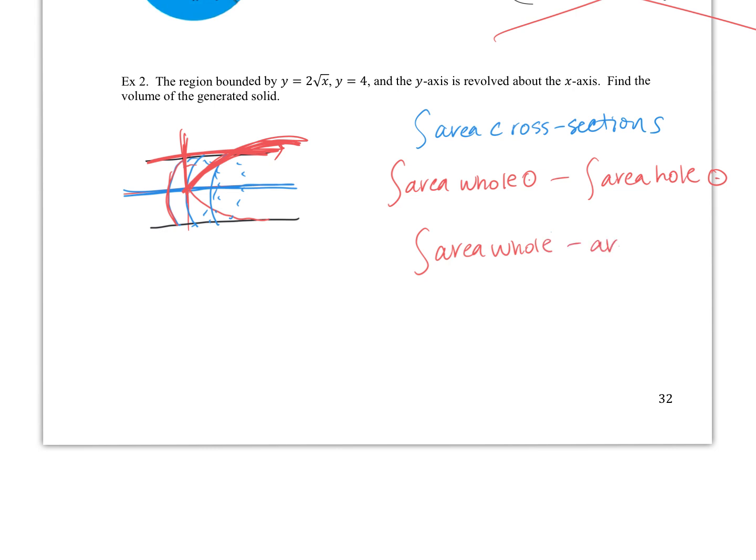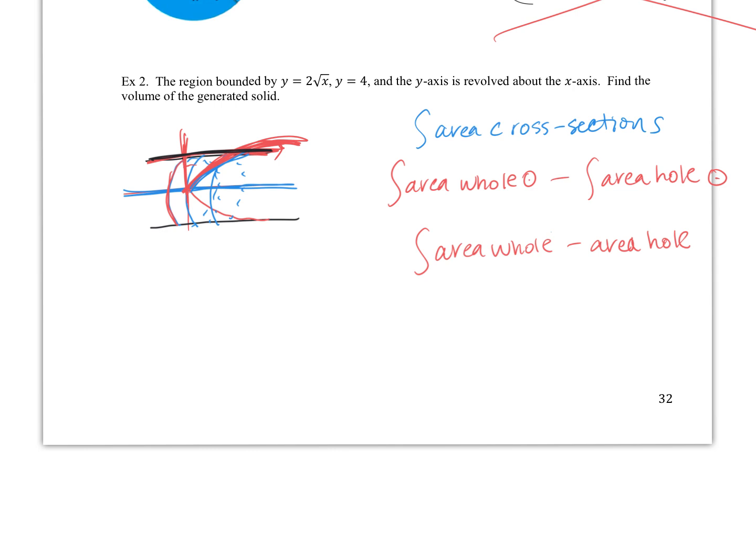I don't see which one's the HOLE or the W. The whole would be 4. No, I think the whole, I'm sorry, which one are we talking about? Whole or HOLE? W-H. The whole will be 4. It's always going to be the outer. Because if I go up to 4, that can find me the area of a circle?